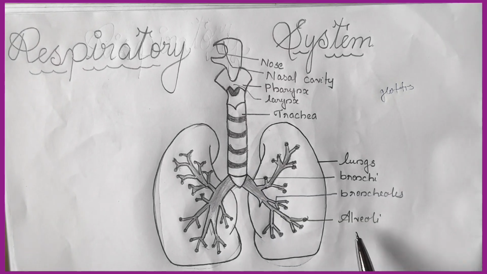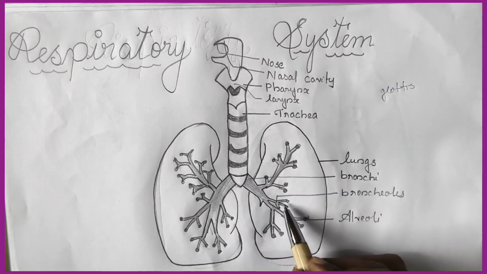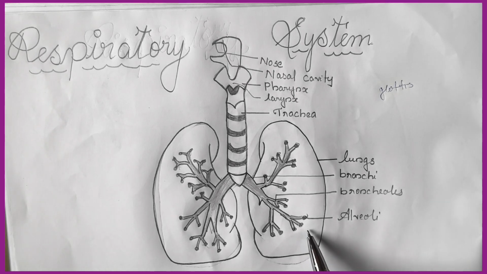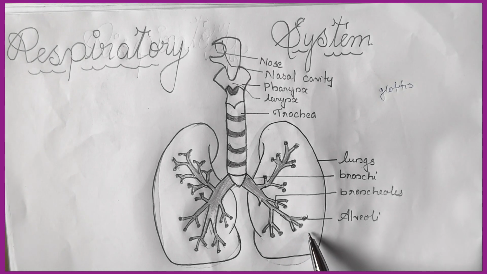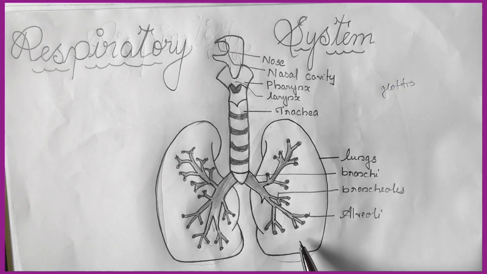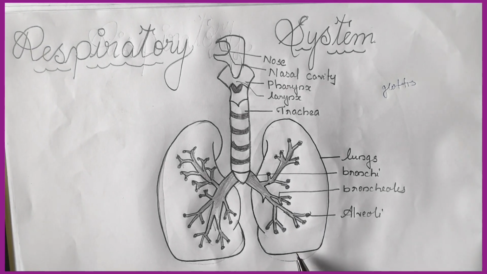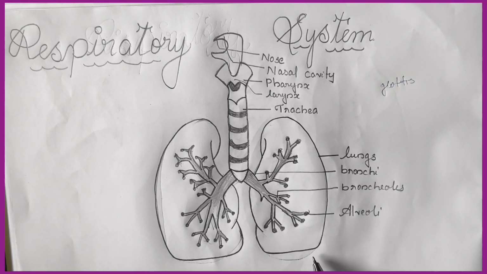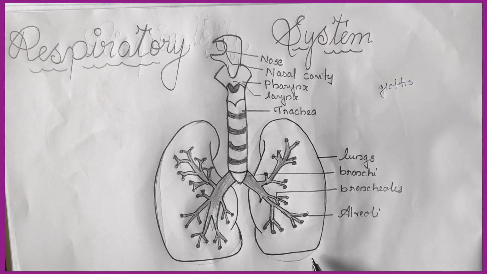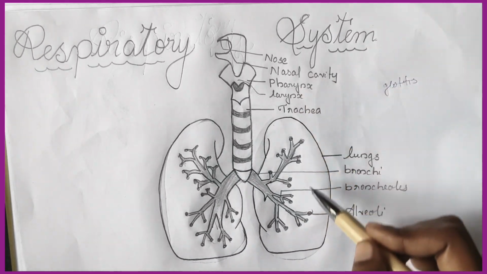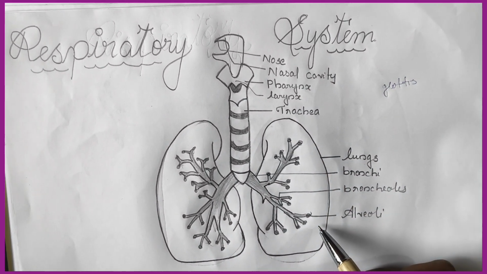At last, the oxygen from the bronchioles reaches the alveoli. In the alveoli, there are many blood vessels. With the help of these blood vessels, oxygen is absorbed. That oxygen goes to different parts of our body and enters into each and every cell. In the mitochondria, the energy is released. So here you can see the different parts of the respiratory system, their structure and function.